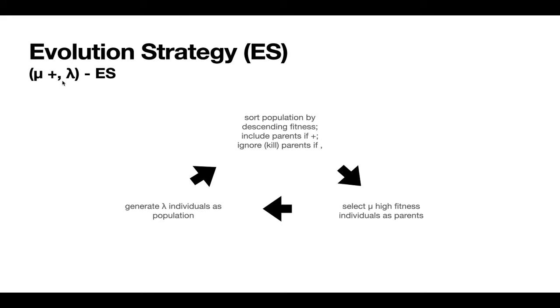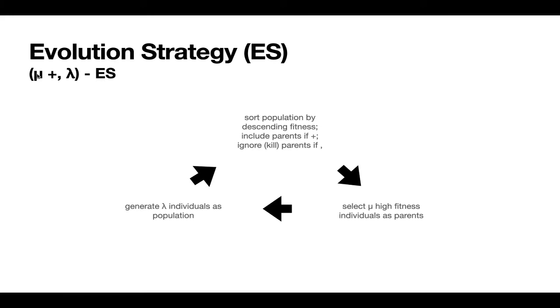So for example, you might be crossing over the top 5 individuals or top 10, and those numbers, 5, 10, are the mu. If it's mu plus lambda, then the new individuals that you produce go into your current population, which now contains individuals from both the old generation and the new generation. And the parents are essentially given a chance to compete with their children. On the contrary, if it's mu comma lambda, then upon producing the new generation, individuals from the old generation are simply discarded, regardless of their fitness.